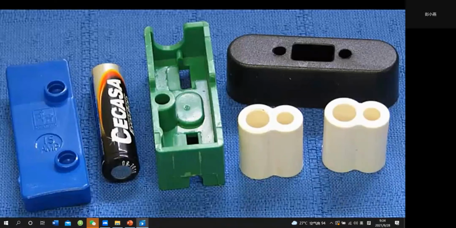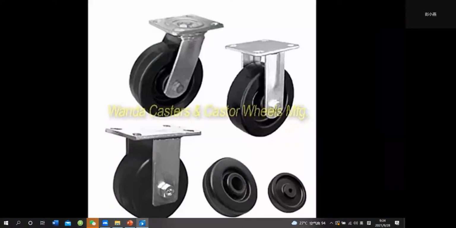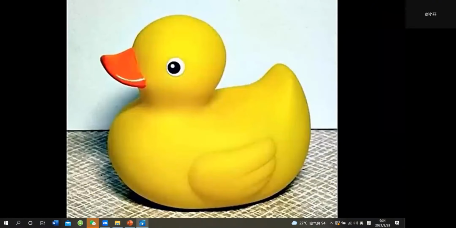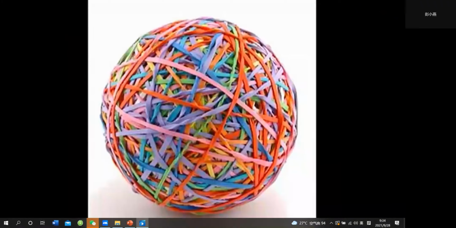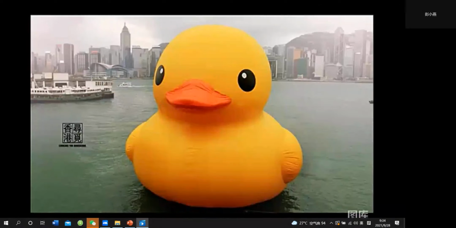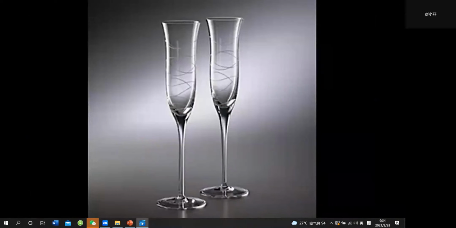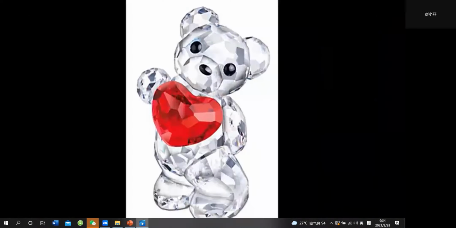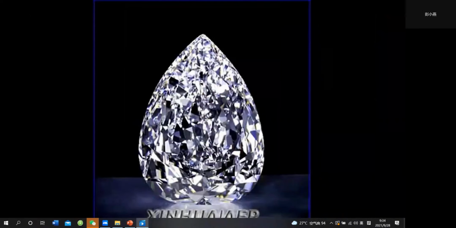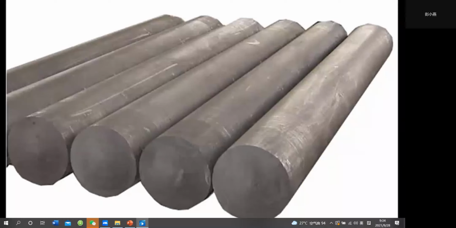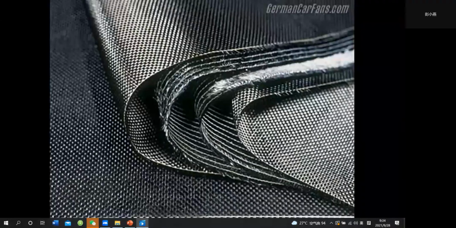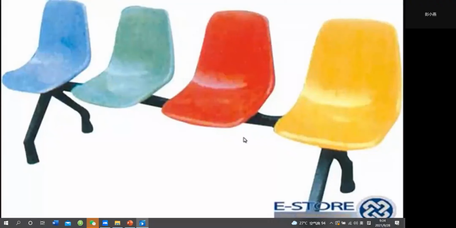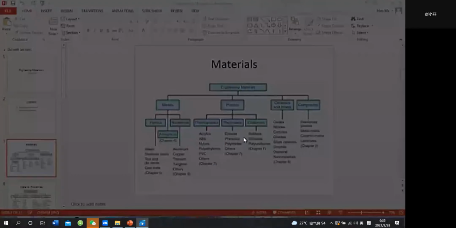Okay, this is thermoset plastic. It's also thermoset plastic. This is rubber. Rubber band. Rubber duck. Glasses belong to ceramics. It's also glasses. Diamond. It's graphite. This is the reinforced plastics. It's also reinforced plastics. Okay, back to real steel.